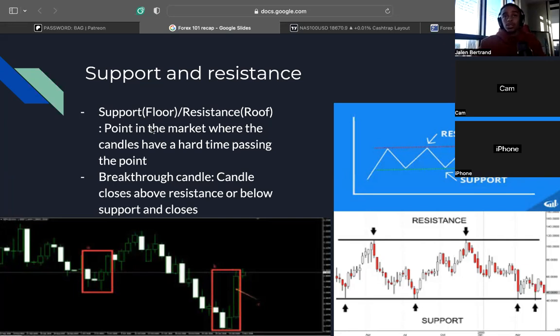That's what support and resistance are. It's literally what it is. It's a hard time for the market to pass that area. So as we see down here, if the market is bouncing off this area, we want to be like, oh, okay, the market's having a hard time here. So that means it's supporting price. And then we see up at the top, for the roof, price is resisting.